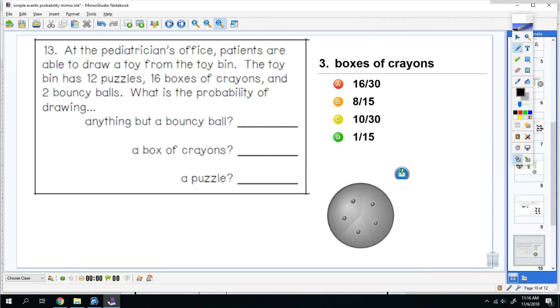13. At a pediatrician's office, patients are able to draw a toy from the toy bin. The toy bin has 12 puzzles, 16 boxes of crayons, and 2 bouncy balls. There's a total of 30 toys. Anything but a bouncy ball? Well, if there's 2 bouncy balls, that means 28 out of 30 are not. And you can simplify that down to 14 out of 15. A box of crayons? Well, there's 16 boxes out of 30, which would equal 8/15. And a puzzle would be 12 out of 30, which would be 2/5.